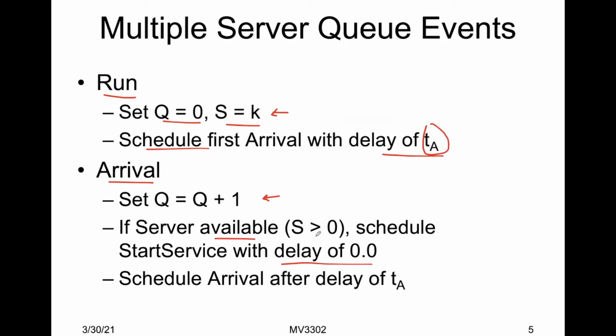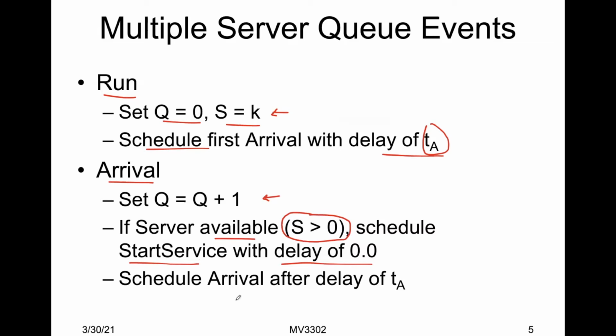That is, if you show up at the queue, even if you're the first one, and you notice that there's a customer at each of the servers, then you can't go there. What is the model criterion? The model criterion is that if there's an available server, then we're going to schedule an event we're going to call start service with a delay of 0.